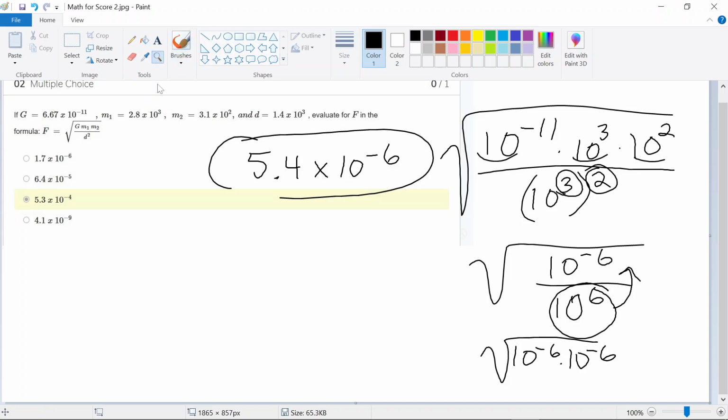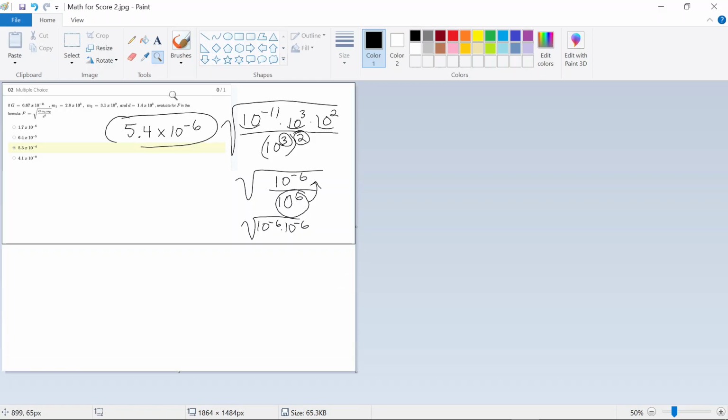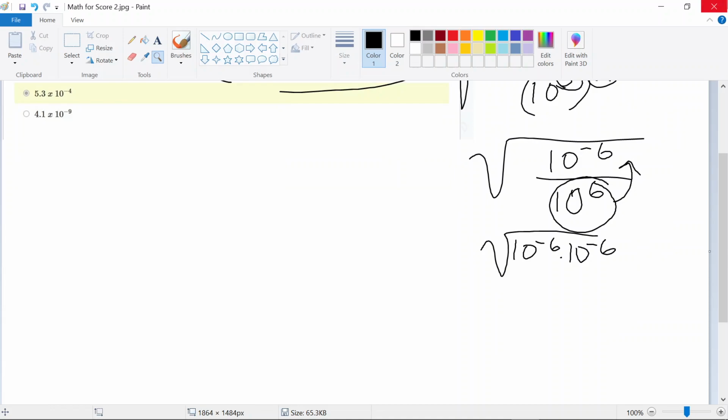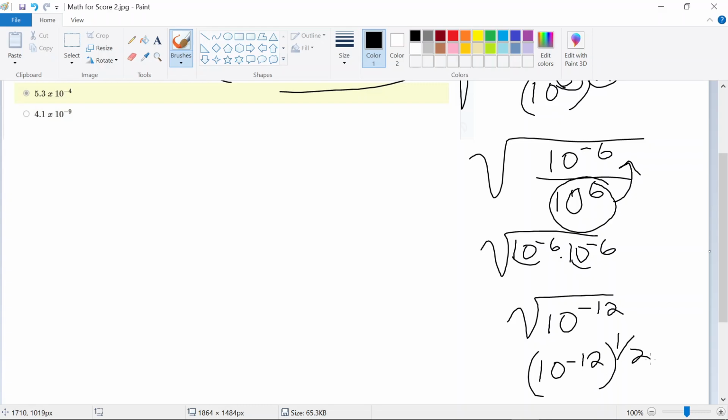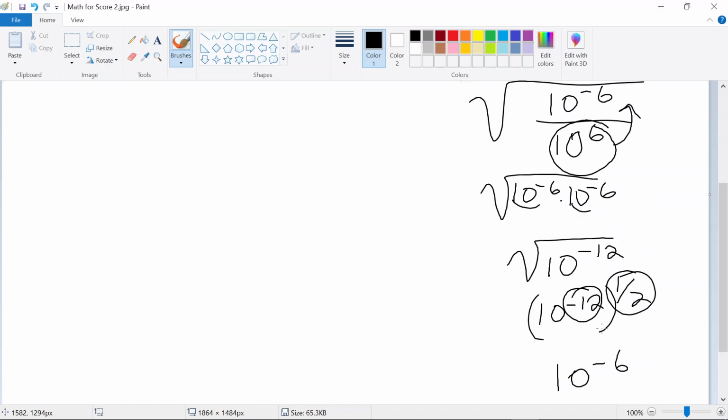Let me make this a little bit bigger so that I have a bit more room. Negative 6, I've got the same base to different exponents. Negative 6 plus negative 6 is negative 12. So this is the square root of 10 to the negative 12th power. That's the same thing as 10 to the negative 12th raised to the 1/2 power. That's what square root is. When I have an exponent to a power, I multiply them. 1/2 times negative 12 is negative 6. So the power is 10 to the negative 6.